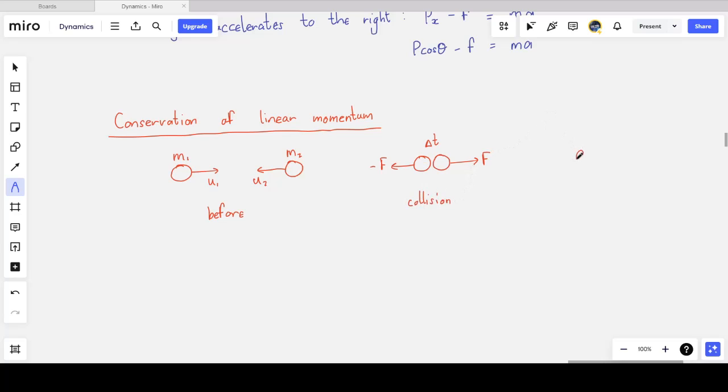And then let's assume that after the collision they move on their merry way, but now in the opposite direction. So m1 has a final velocity v1 to the left, and m2 has a final velocity v2 to the right. So let's assume they come together, they collide, and they move off in opposite directions. And this is after the collision.